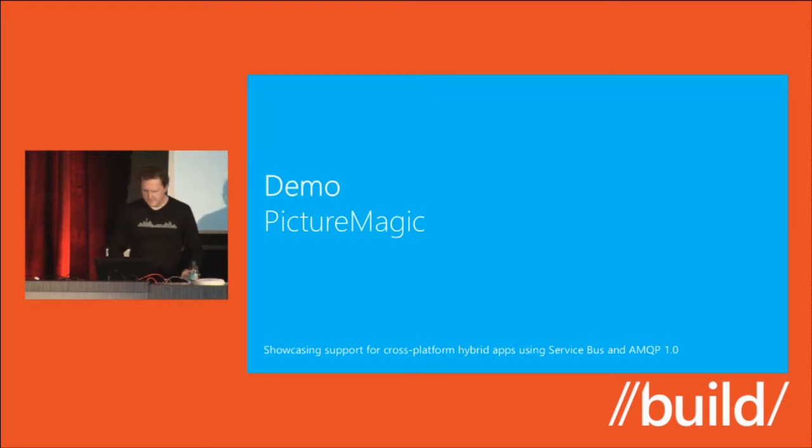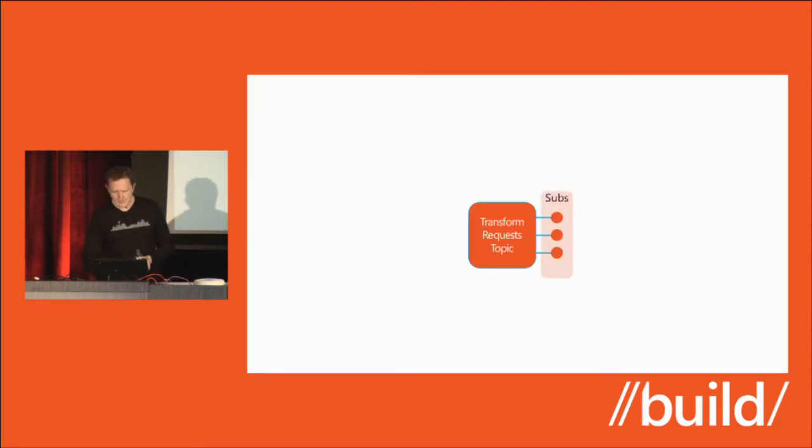Okay, so I've got a little demo of this AMQP support. So let me set it up. This thing is called Picture Magic. And the idea is that I can send an image into the service and have that image be transformed. I can have it inverted or sepia toned or some filter applied on the service. And this is the basic pattern as to what's going on. So I've got a topic, and I have a bunch of subscriptions on that topic. And I have a reply queue that is used to get responses back from the service to the clients.